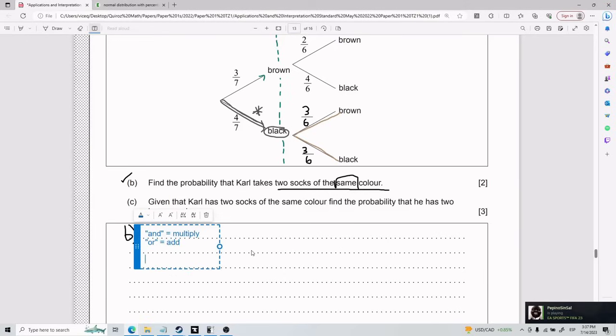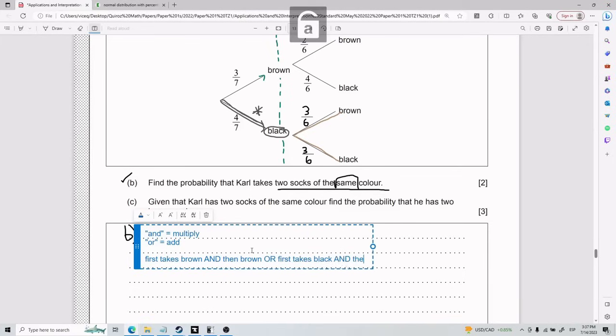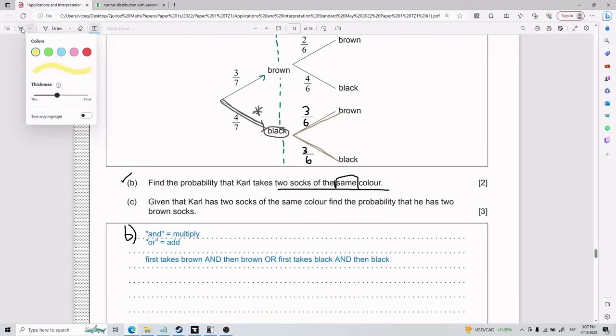And so if I really force myself to use that language, the probability that Carl takes 2 socks of the same color, thinking of the scenarios, is that he either first takes brown and then brown, or first takes black and then black. Take a second and look at those words there. We have "and," "or," and "and." Now we're going to turn those words into math.